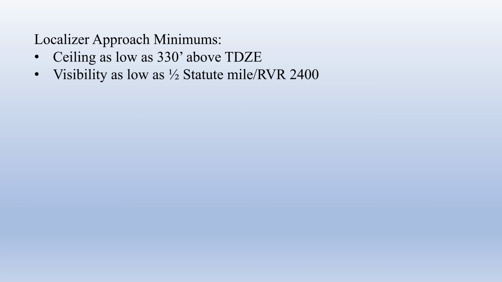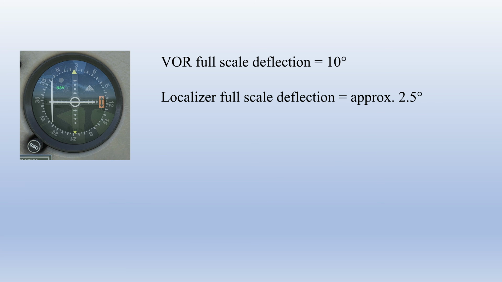So let's do a quick review of how a localizer works. The localizer is a system that gives you lateral guidance to the runway. You can think of it as being like a VOR, but instead of putting out 360 radials, it puts out only one course, and it's pointed straight down the runway it serves. In addition to having only one course, it's also more precise than a VOR. Whereas a VOR will go full-scale deflection on the CDI needle when you're 10 degrees or more off course, a localizer needle will go full-scale deflection when you're only about 2.5 degrees off course, so it's roughly 4 times more sensitive or more accurate than a VOR.